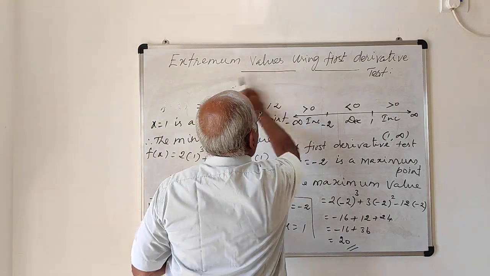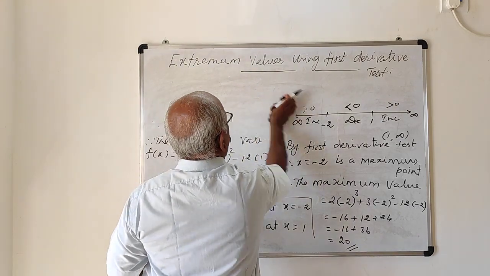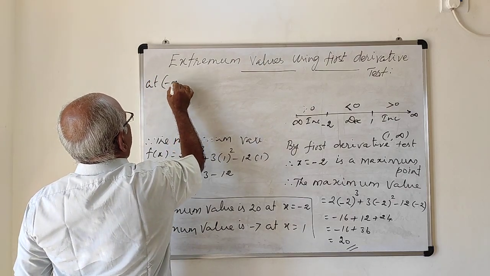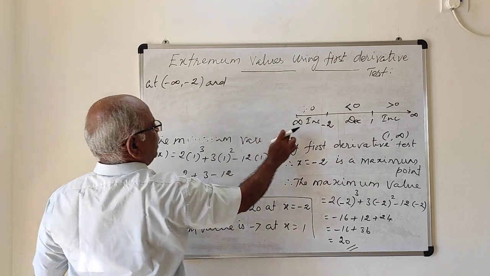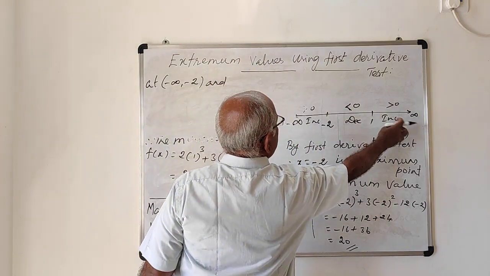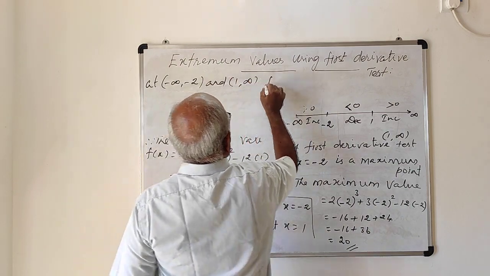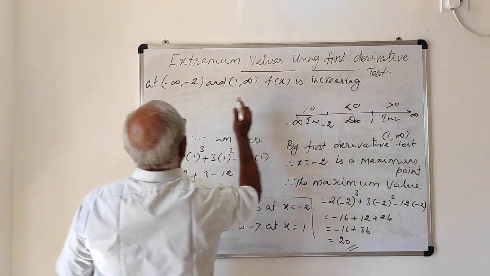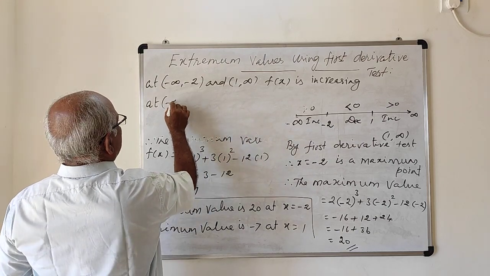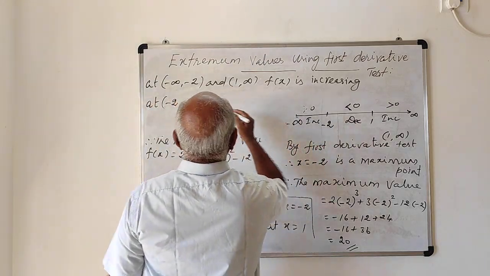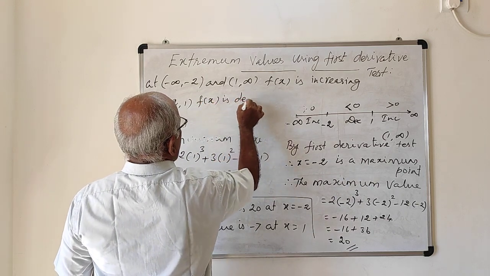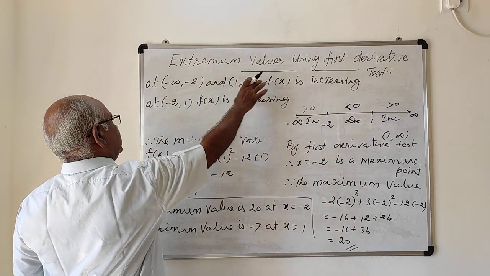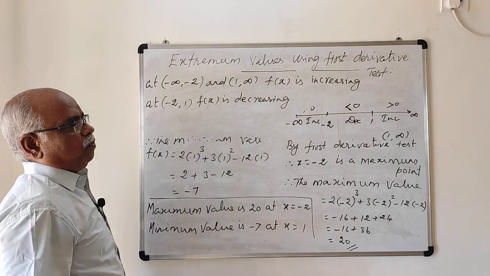The answer is: at the intervals minus infinity comma minus 2 and 1 to infinity, f of x is increasing. At these two intervals f of x is increasing. At minus 2 to 1, f of x is decreasing. This is also the answer: the intervals at which the function is increasing, decreasing, and the maximum and minimum values also. That's all about the problem.